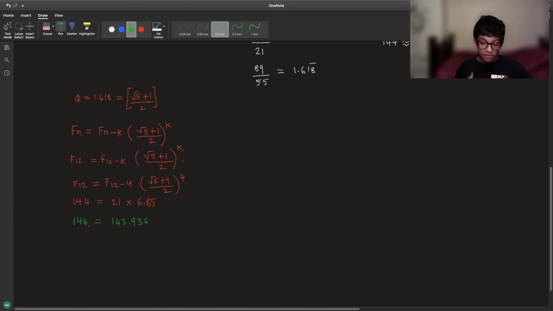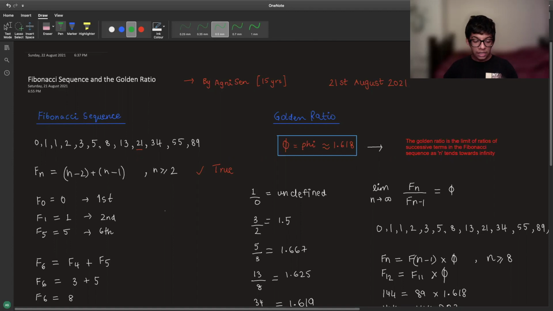Okay, as you can see, these numbers are very, very similar. The accuracy is very, very close. In this scenario, it's not exactly accurate, but if we were to round up to the nearest whole number, the answers would be the same. And that's how we know that this method also works. So, to recap, the Fibonacci sequence is a series of numbers where any given number is the sum of the two numbers that precede it. The golden ratio, also known as phi, which has the value of 1.618, is the limit of ratios of successive terms in the Fibonacci sequence as n tends towards infinity.